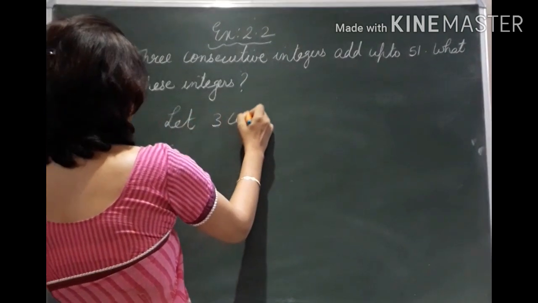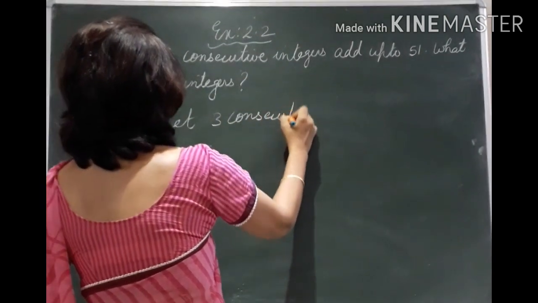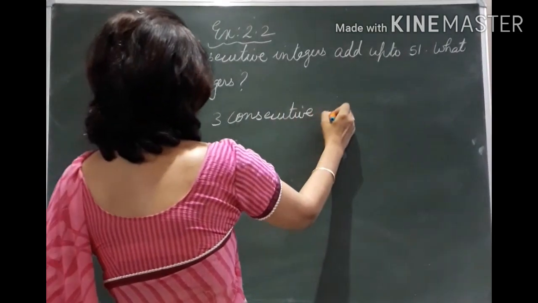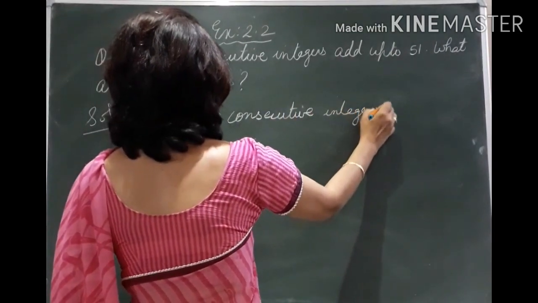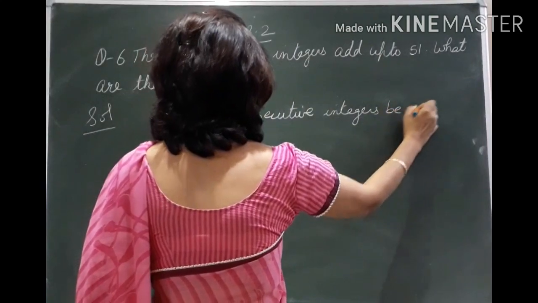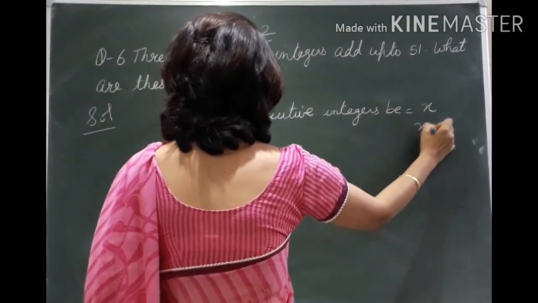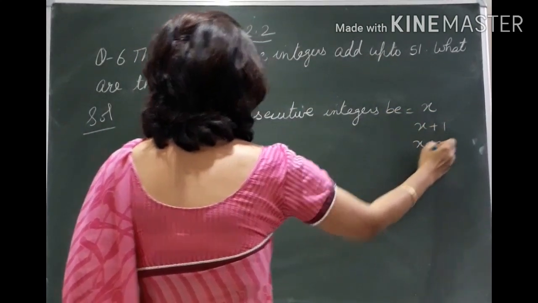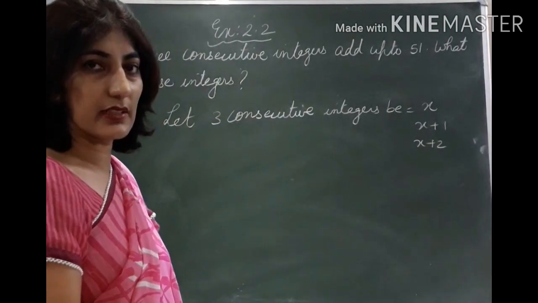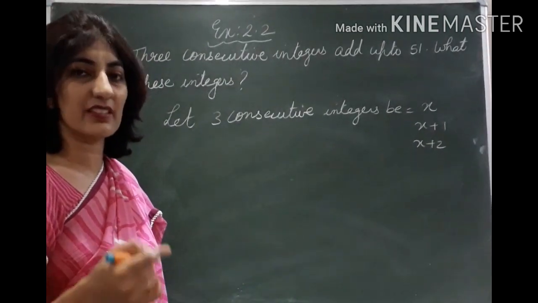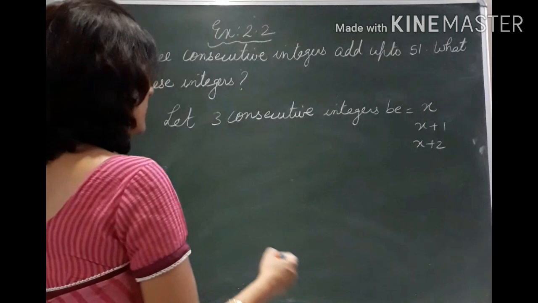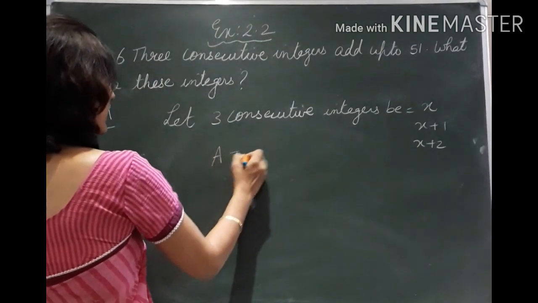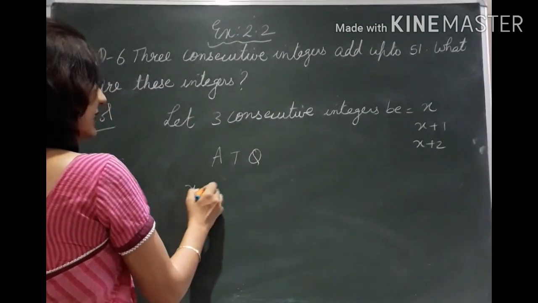Let 3 consecutive integers be x, x plus 1, x plus 2. Consecutive means one after the other. So if one is x, the next will be x plus 1 and the next will be x plus 2. Now according to the question, their sum is 51. They add up to 51.